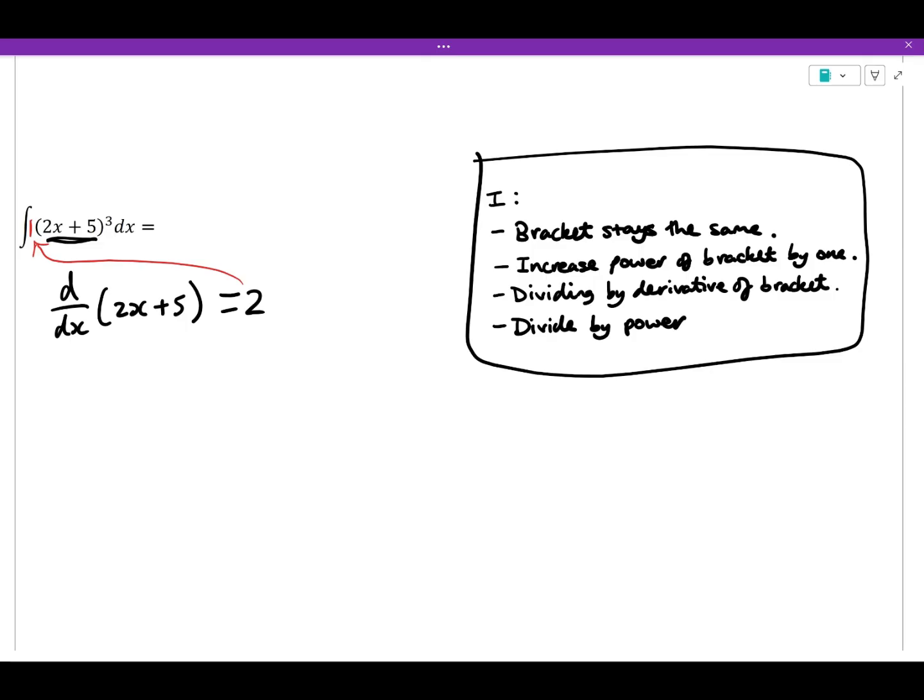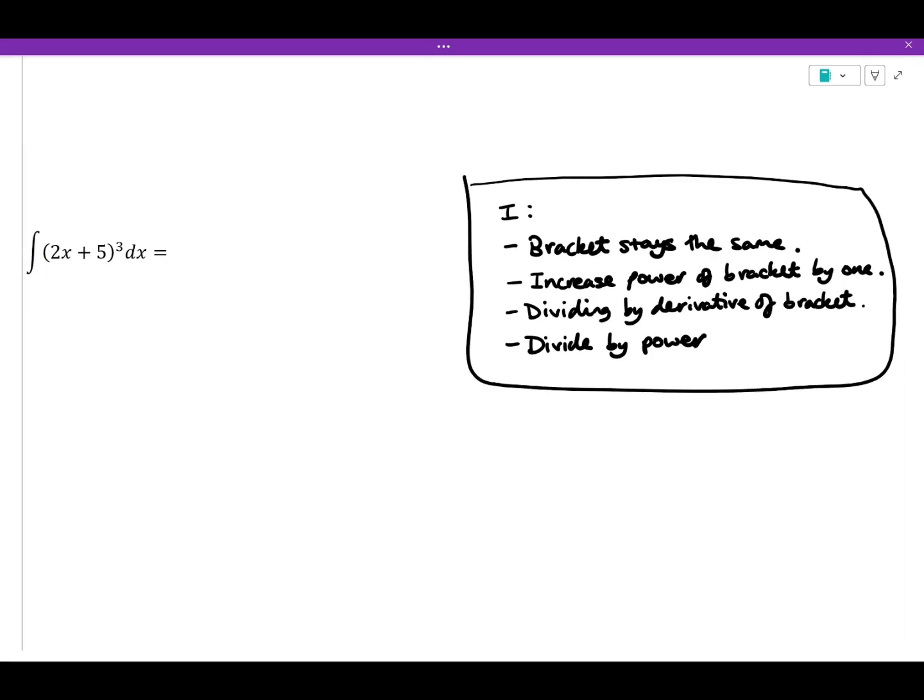Now let's actually try and make use of the steps written over here on the right. So first step, bracket stays the same. So we know the 2x plus 5 is going to remain the same as what we had in the initial question. It says increase the power of the bracket by 1. So we've got a power of 3. We're going to increase by 1 to 4. It then says divide by the derivative of the bracket. So if I differentiate 2x plus 5, well, I get 2. So I'm going to divide the number in front of the bracket by 2. So we've got a 1 here currently. So we're going to have 1 over 2.